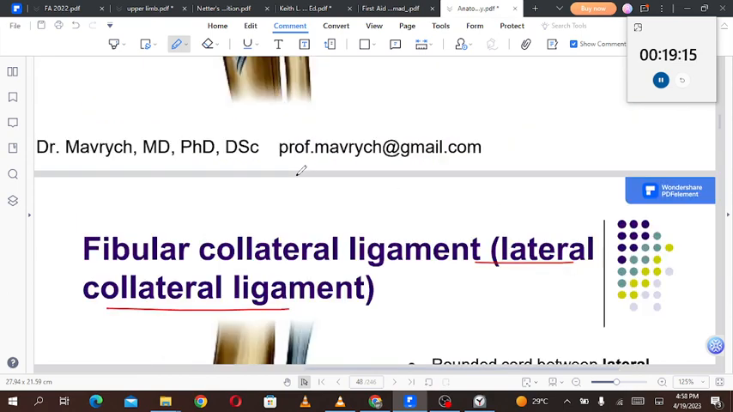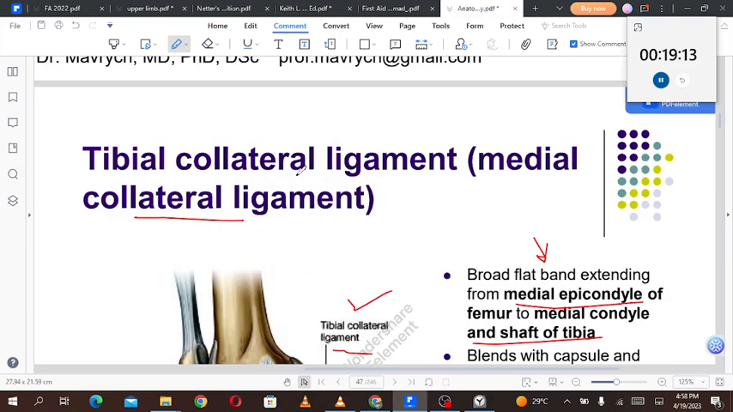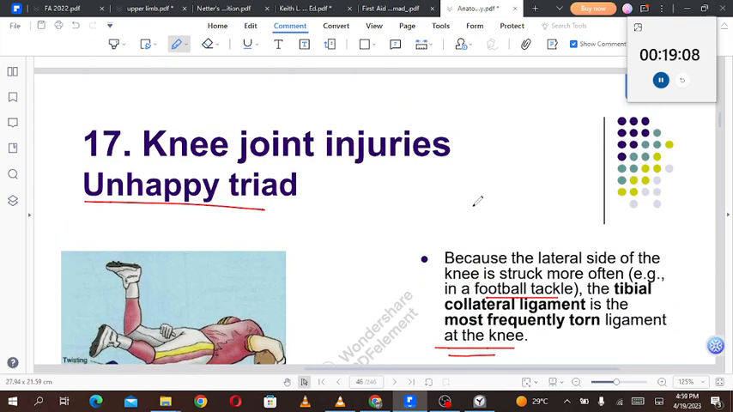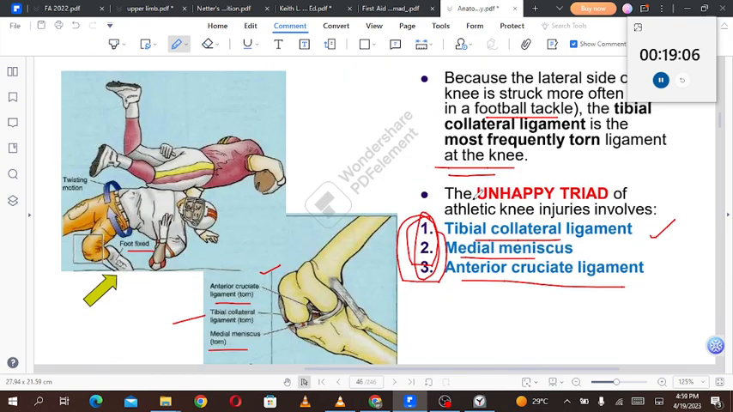Remember these two things. Tibia is present medially, so tibial collateral ligament will also be present medially, and that is the most common type of injury seen in football injuries. So the most commonly damaged ligament is the tibial collateral ligament, then the medial meniscus, to which it is very strongly adherent. Along with that, the anterior cruciate ligament is also damaged, and this is the unhappy triad.